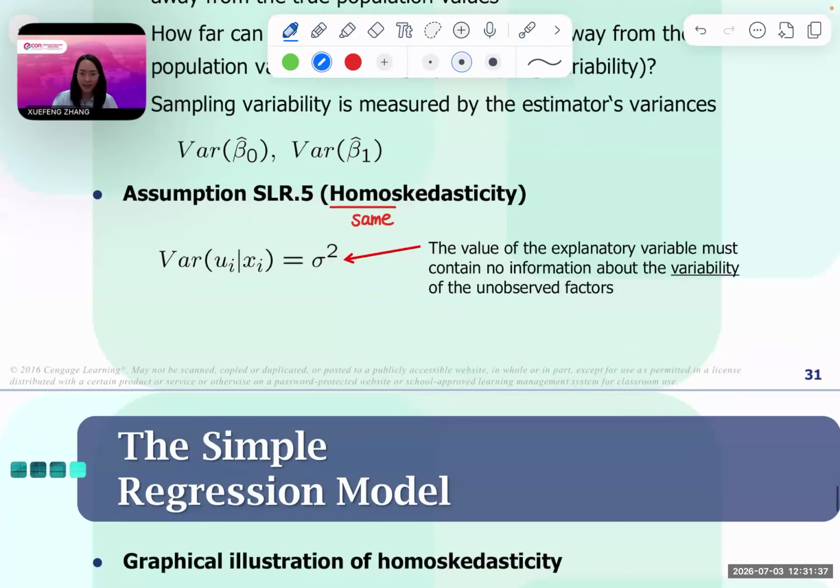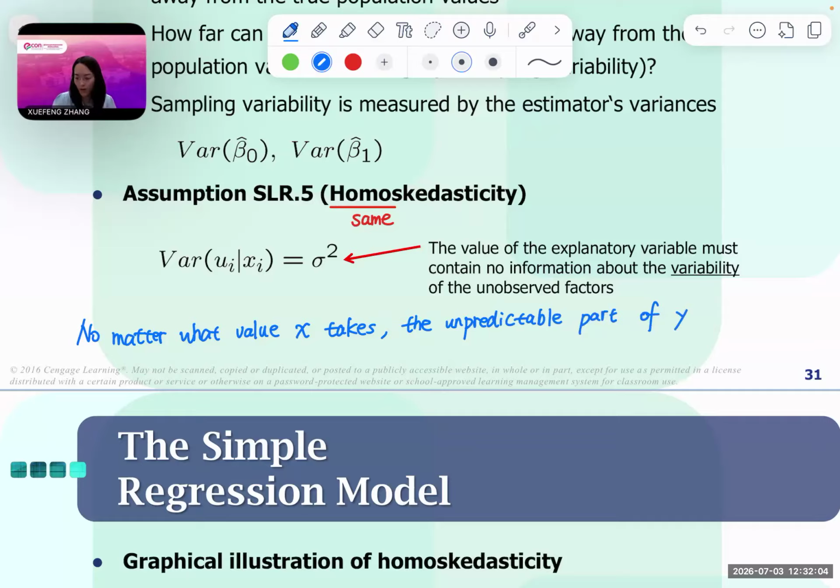Okay, let me write it down. No matter what value x takes, the unpredictable part of y, which is our mu, right, is always equally wild.